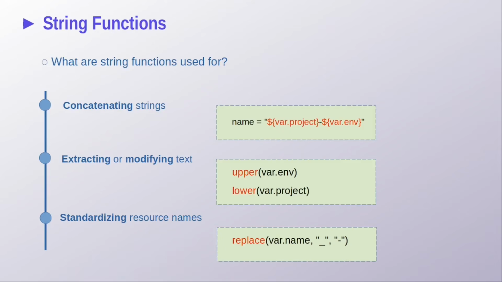Example 3, replace characters. Very useful when input data comes from humans. You want standardized resource names. Terraform does not guess what you want. You must explicitly transform data. String functions help you do that safely.